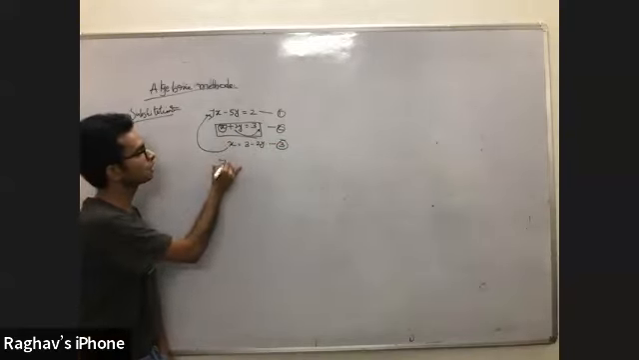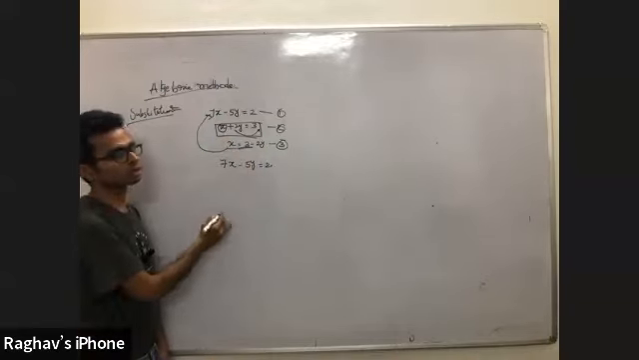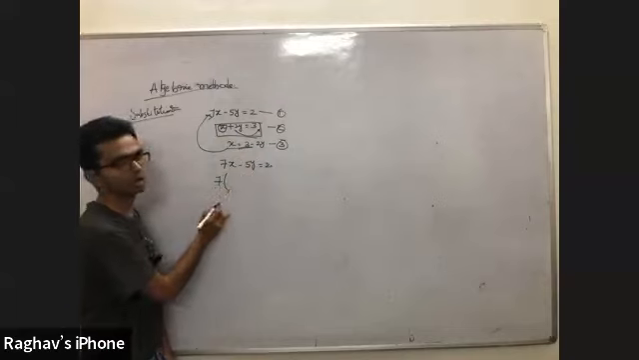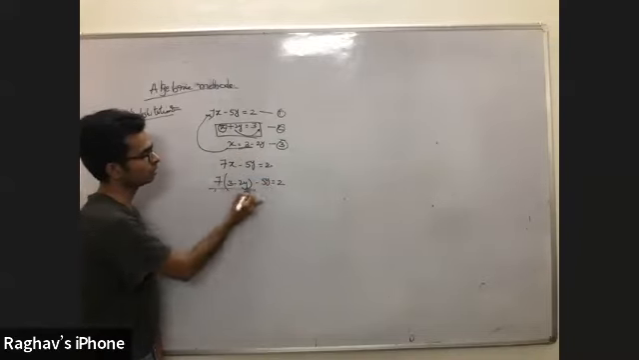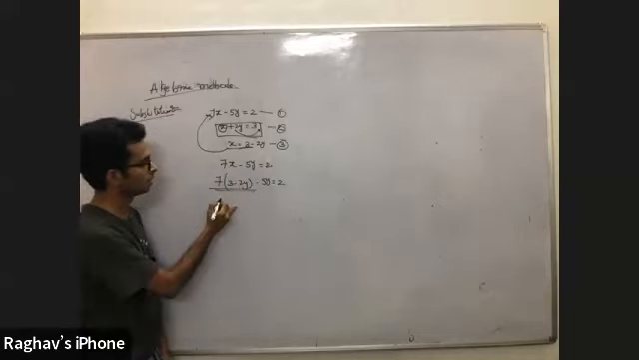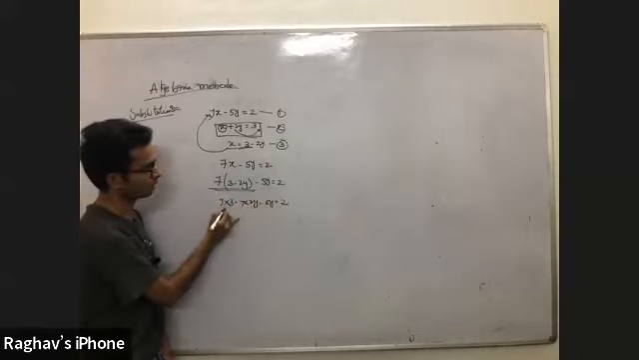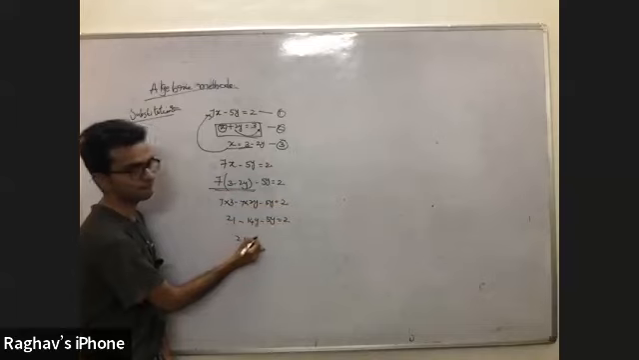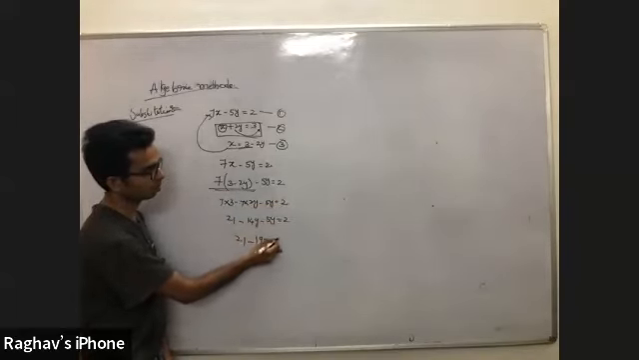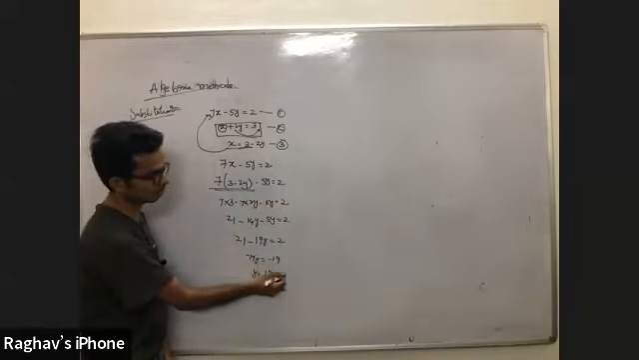What is equation 1? 7x minus 5y is equal to 2. So now we have x equal to 3 minus 2y. 7 into bracket 3 minus 2y, minus 5y. Now you multiply by taking 7 inside. 7 into 3 minus 7 into 2y minus 5y equal to 2. 21 minus 14y minus 5y, 21 minus 19y equal to 2. Minus 19y equal to minus 19. Clear? y equal to 19 by 19 equal to 1.